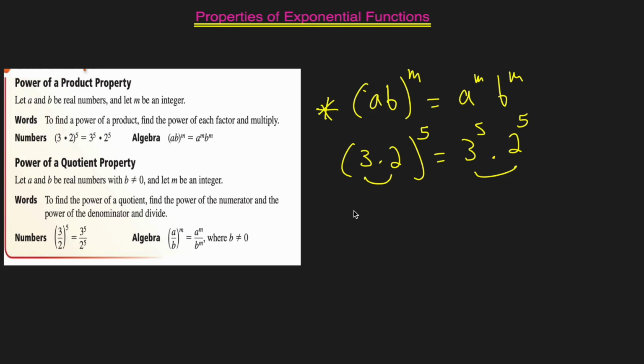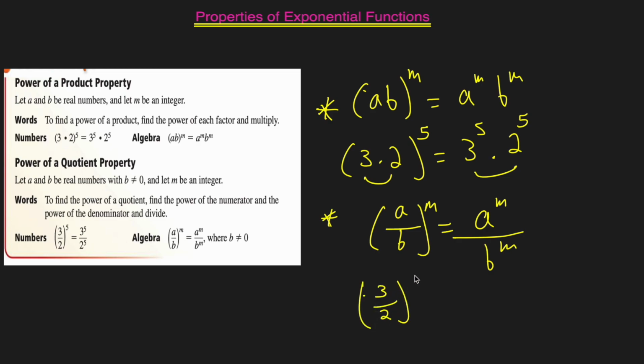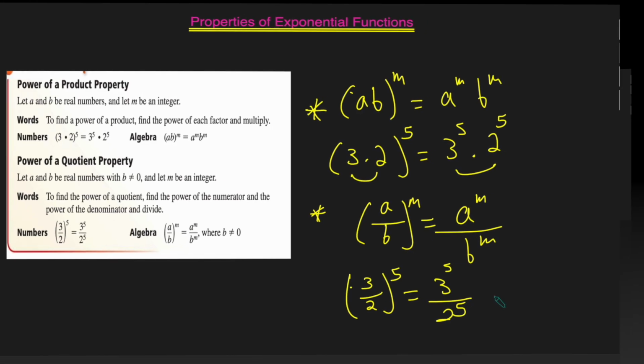The power of a quotient property. If we have a over b, some numbers, two different numbers, to the m, that could be distributed individually, a to the m and b to the m. An example, if we have 3 over 2 to the 5, that is the same as 3 to the 5 over 2 to the 5.